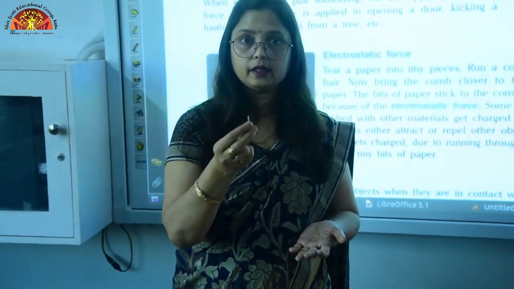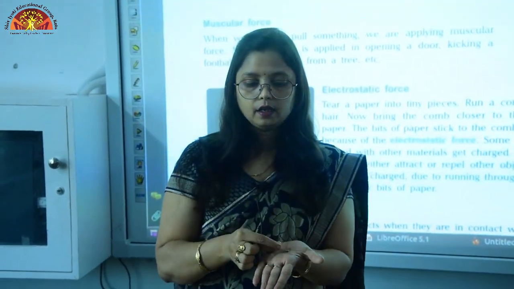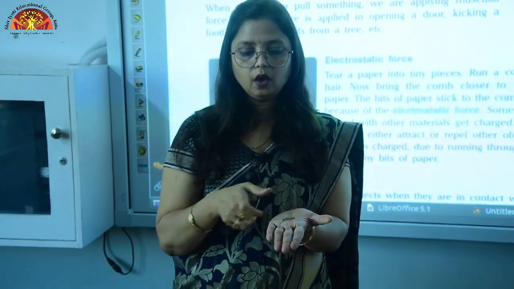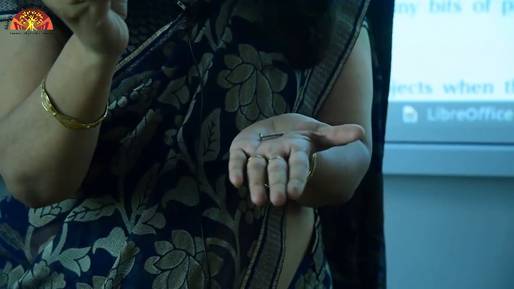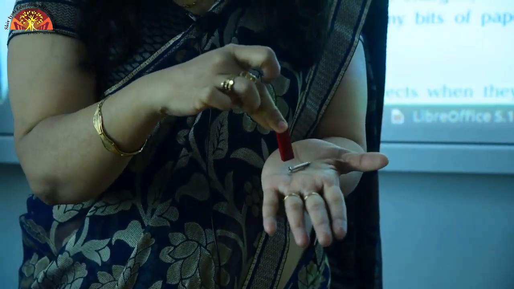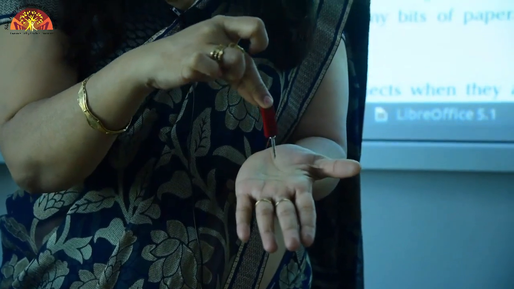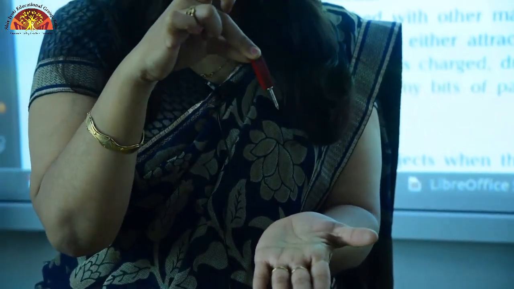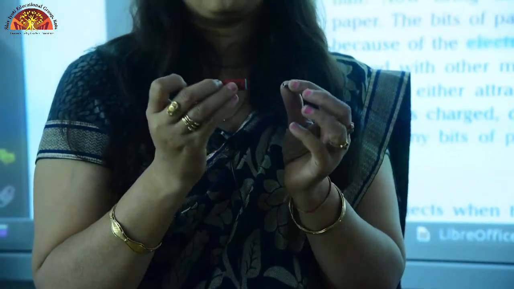Now see, it is an iron nail. Now I am putting this iron nail on my hand. I am bringing this magnet near to it. Now you can see here, this magnet has attracted this iron nail. So this force by which it is attracting the iron nail is called magnetism or magnetic force.